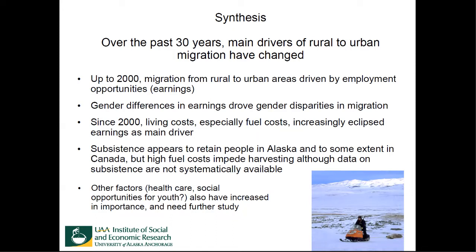And subsistence still is important to people in rural Alaska, but high fuel costs affect that too. So it's a double effect. The cost of buying food goes up, and the cost of harvesting it goes up, as do heating costs. Other factors probably have increased too, but they're not easily identified in census data. And so we need to do other studies to identify what they are.